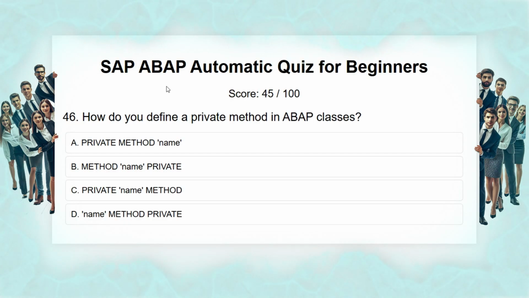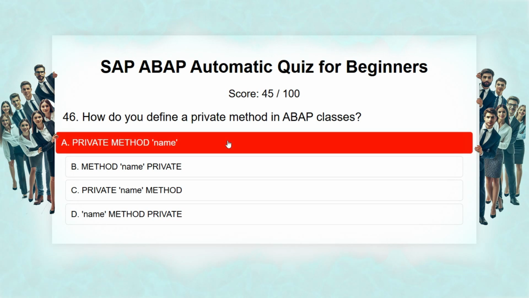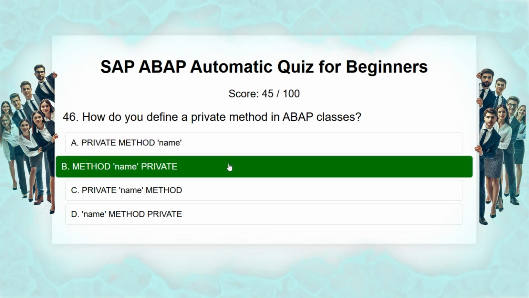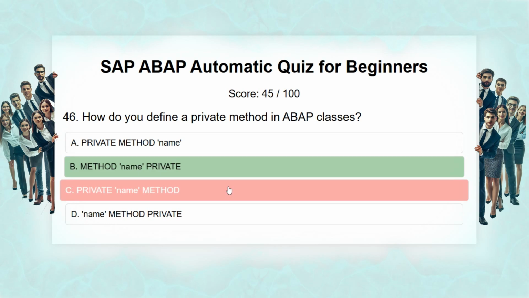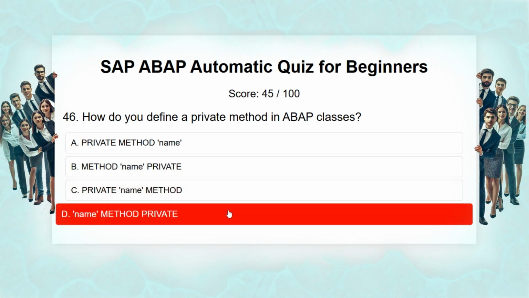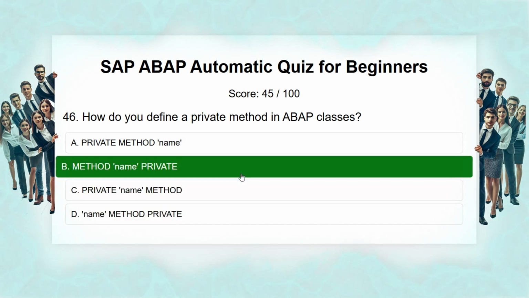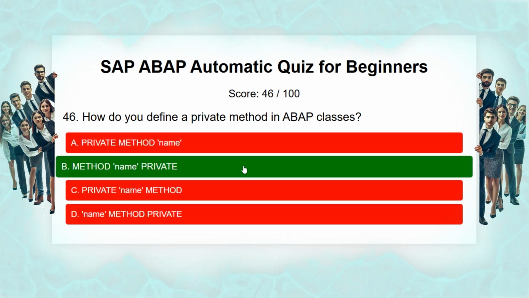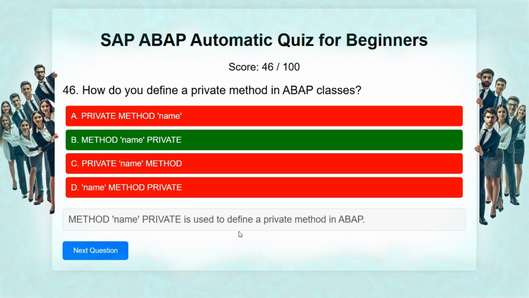46. How do you define a private method in ABAP classes? A. Private method name. B. Method name private. C. Private name method. D. Name method private. Correct answer. Method name private is used to define a private method in ABAP.